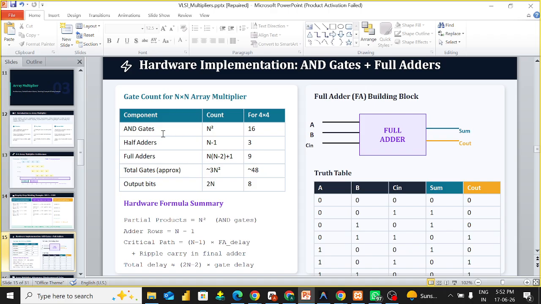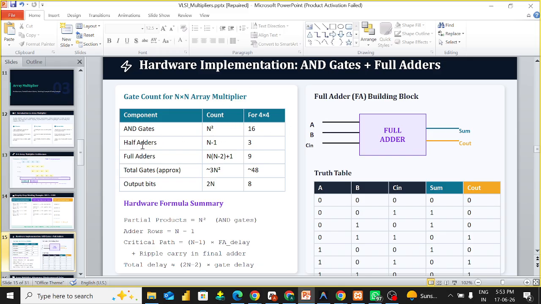So for that we have some formulas here, right? Okay, so just remember this formula so you can understand how much hardware that particular array multiplier requires. So how many AND gates are you going to use? It depends upon n square. Okay, so for 4 into 4, your AND gates will be n square, which is nothing but 4 fours are 16.